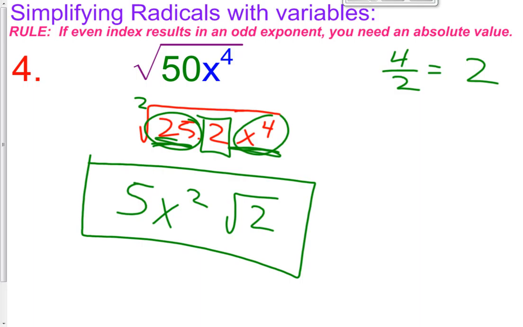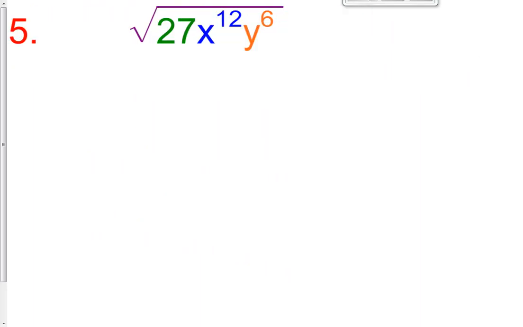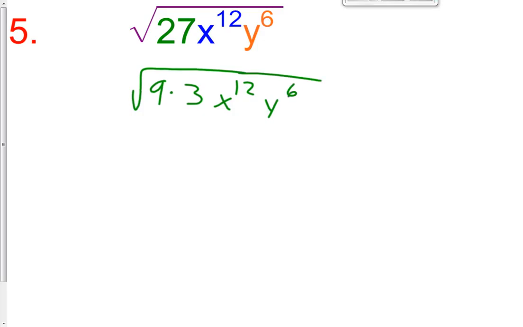Moving right along, we continue. Why don't you guys pause the video and try number 5 on your own. After you pause the video, hopefully you got this. 9 multiplied by 3, x to the 12th, y to the 6th. I can take out this 9. The square root of 9 is 3.